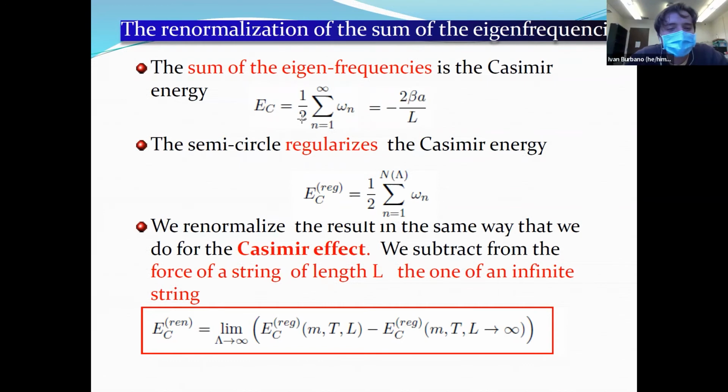Can I ask just something real quick? Can one use this same method to compute not the value at 0 of the zeta function, but the derivative at 0 of the zeta function? Well, that's a very interesting question.